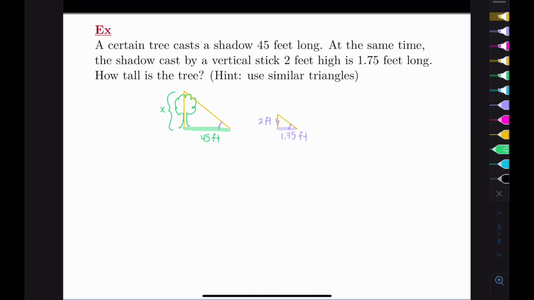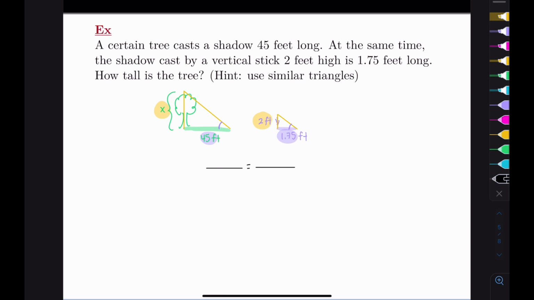When we're dealing with similar triangles, we know that because there's this scale up, the ratios of similar sides must be equal. So if I take x and divide it by 2, it's got to be exactly the same thing as 45 divided by 1.75. And you can really keep this any way you want, but they're proportional. I've taken all sides of my stick triangle and multiplied them by the same number to get my tree triangle. So we're going to set up a proportion.